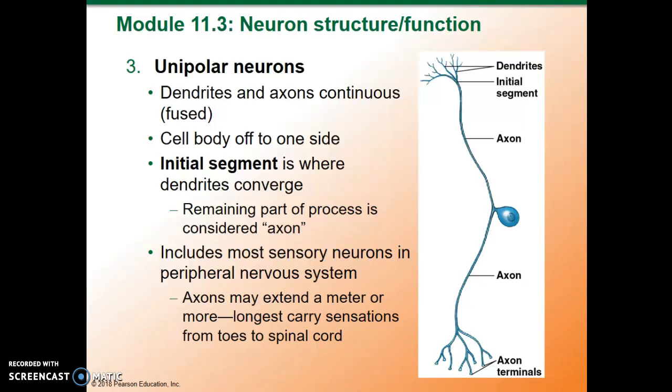The unipolar neuron, look at the cell body. You will see one process coming off the cell body. Although it does immediately split, there is just one process coming off the cell body, therefore it's unipolar. And the dendrites and axons are continuous here. The initial segment, where the action potential is initiated, is where the dendrites converge here.